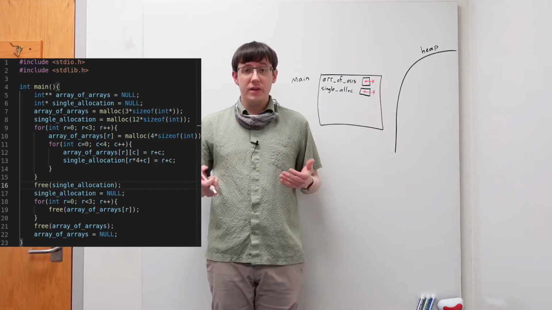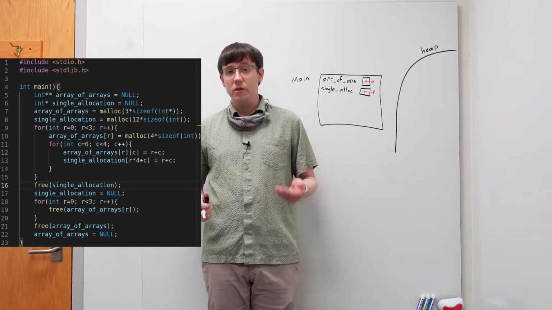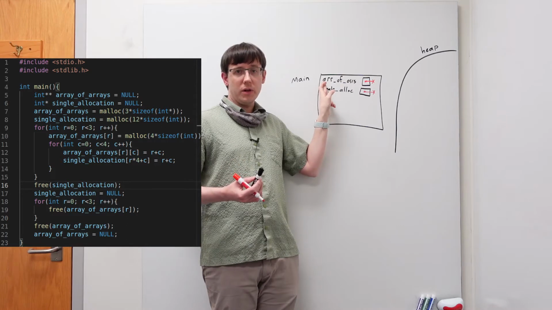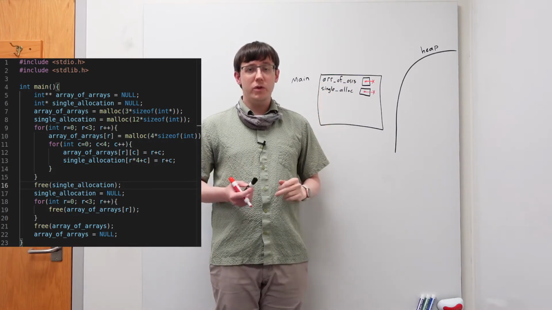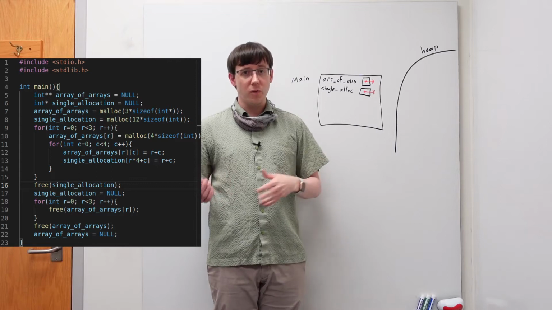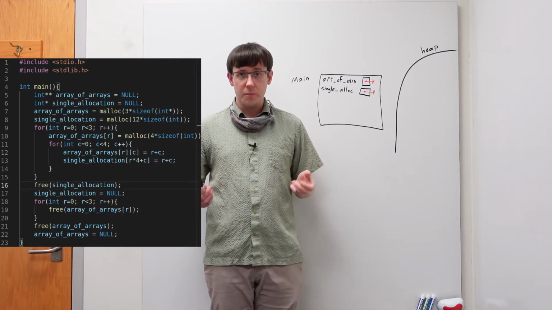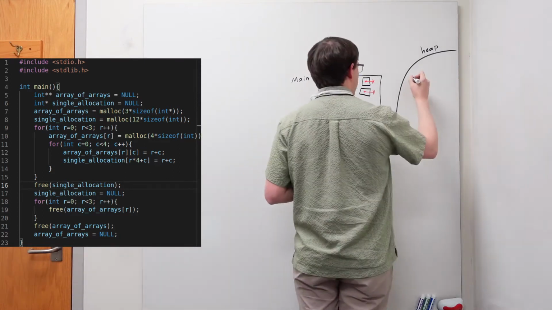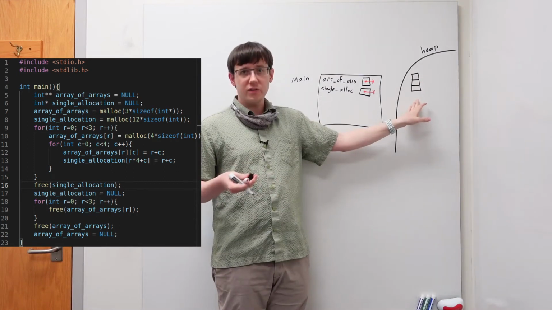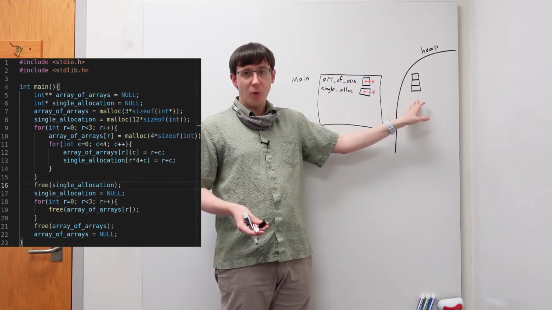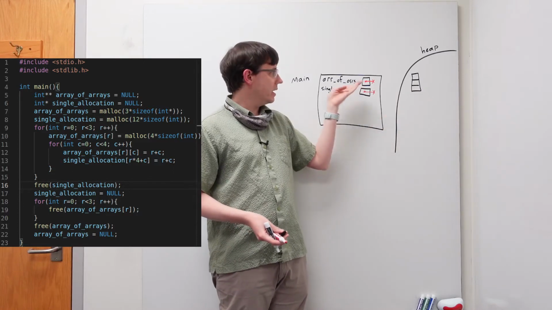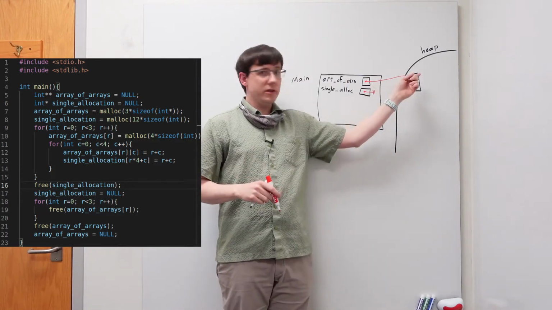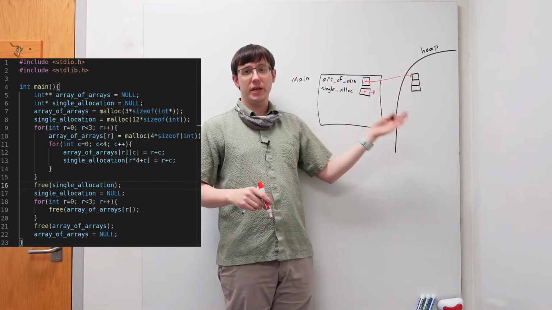Then on lines 7 and 8, we call malloc to make the initial allocation for each of these arrays. The array of arrays variable is of type int star star, which means that it is a pointer to an array of int pointers. And so on line 7, we are allocating space for 3 int pointers. Malloc creates some space on the heap and then gives us back a pointer to what it allocated, which we are assigning into array of arrays. And so now this pointer points to the beginning of our array of int pointers.